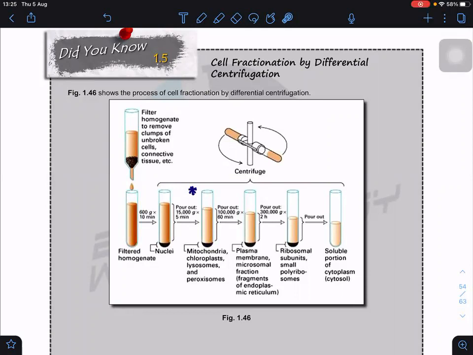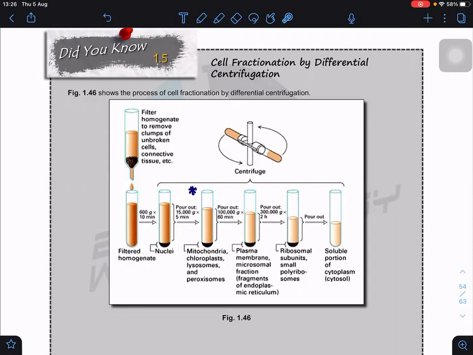Then we increase the speed now. We increase to 100,000 and spin it for 1 hour. When you spin it for 1 hour, you will get the plasma membrane, but it's not the intact plasma membrane because we lysed it already. Are you clear? We lysed it already. So therefore, you can see that the plasma membrane is separated, and you can get what we call the microsomal fraction. What is microsomal?